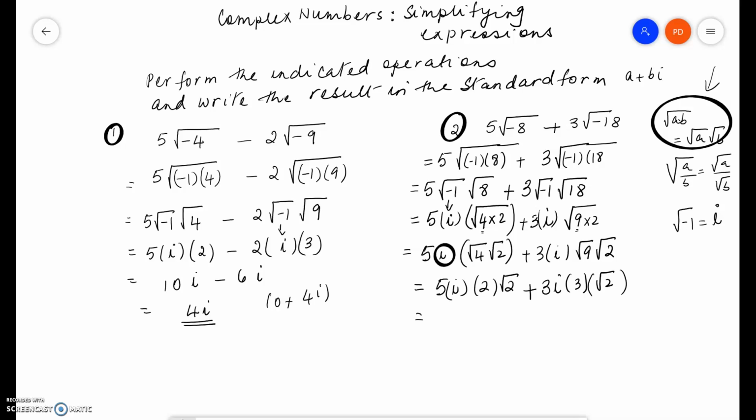So this is equal to, now we simplify this. So 5 times 2 is 10 radical 2 with an i multiplied to it. We're just rearranging the terms and writing it in the standard form. So 3 times 3 is 9 radical 2, that's the number, and then we have i. So we could write it as 10 plus 9 radical 2i, so that's 19 radical 2i, and that's the final answer.